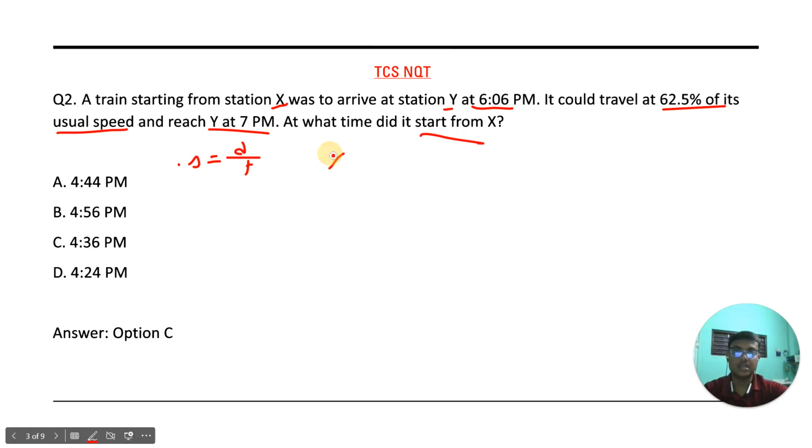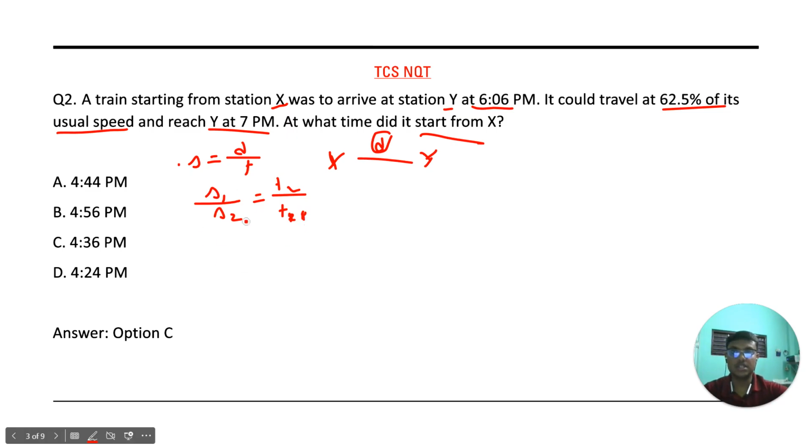So in this case, our starting position is X and our destination is Y. Between them, we could see that our speed and our time are changing. Thus, our distance is constant. So what we can assess from here is that the ratio of speed S1 by S2 is equal to T2 by T1.